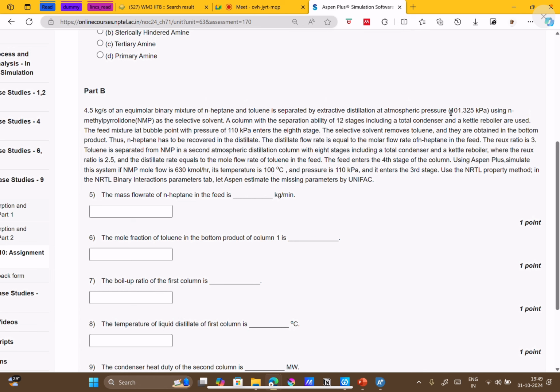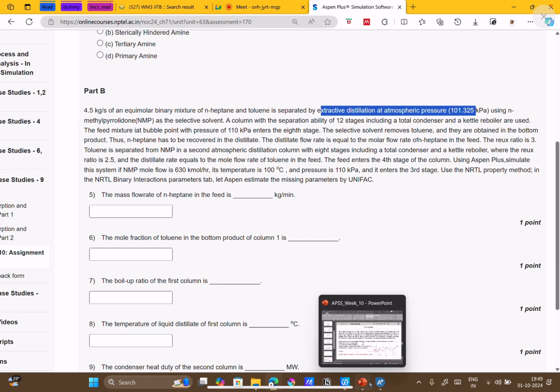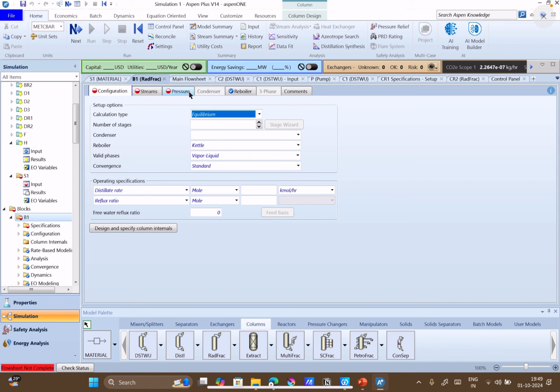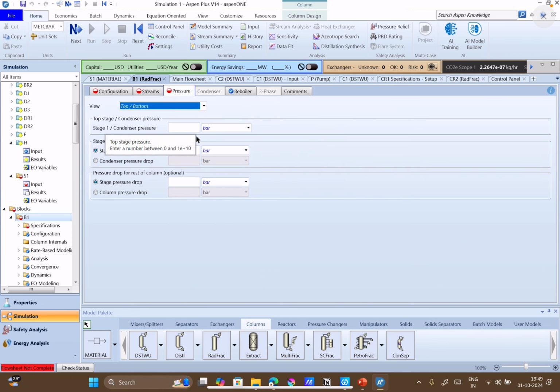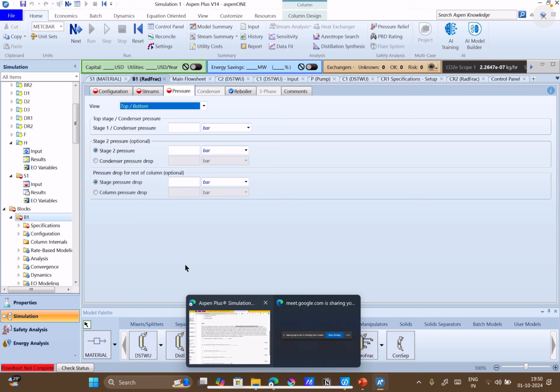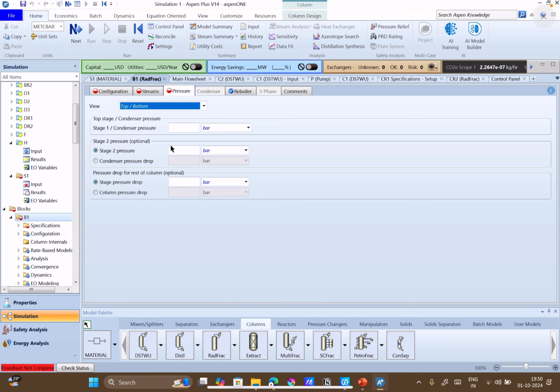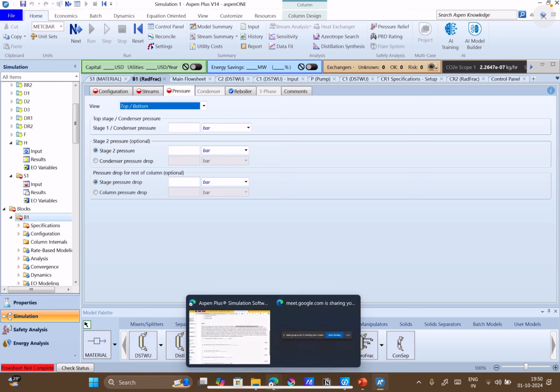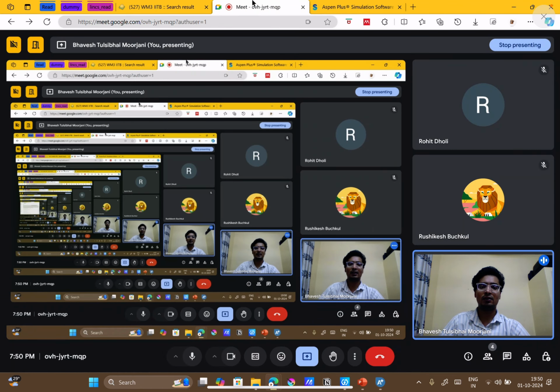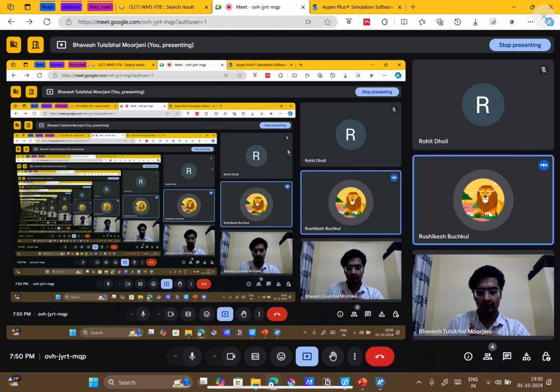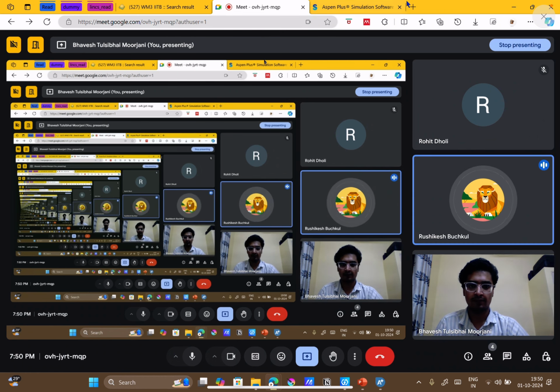No, it's atmospheric, right? So, extractive distillation column at atmosphere. So you have this data also. So your condenser pressure here you have to write as 1. Rest of these are optional. See here, the first value is compulsory because the condenser will maintain the overall pressure of your column. While the second data, the stage 2 pressure or pressure drop, are optional. If you do not provide it, it will consider it ideal, with no pressure drop across the column. Okay, sir. Thank you. Yeah, welcome.